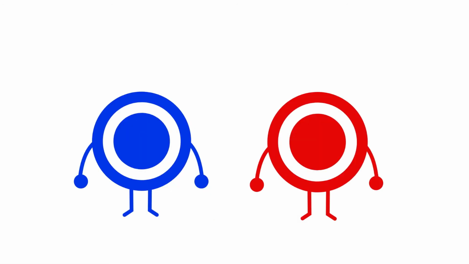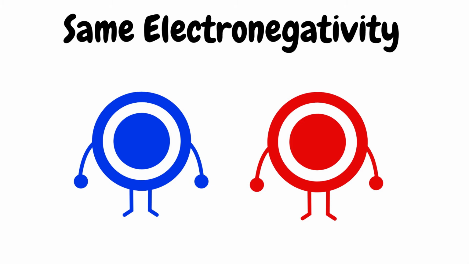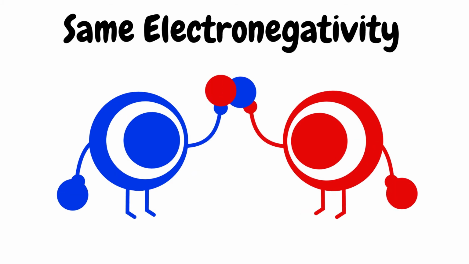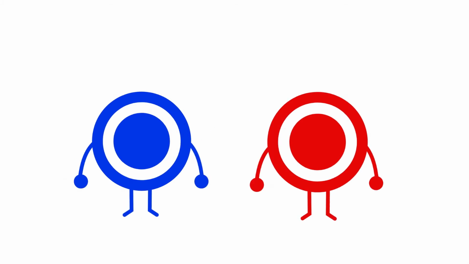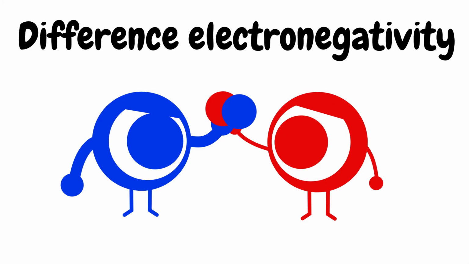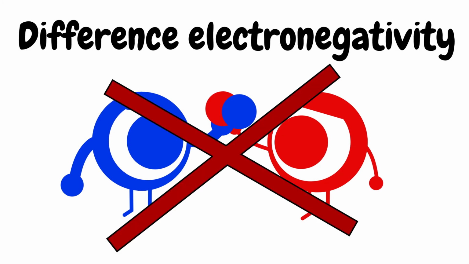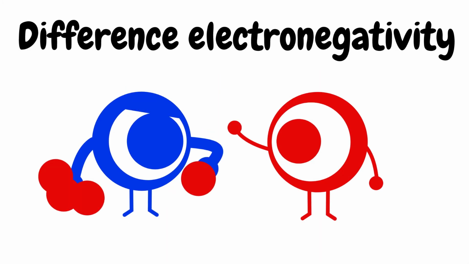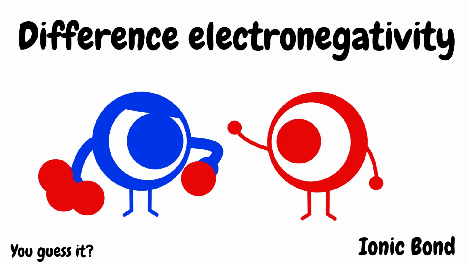If an atom has the same electronegativity as the other atom, these atoms will share electrons together. Sounds familiar? It's a covalent bond. If an atom has more electronegativity than the other atom, these atoms will not share electrons together. Instead, one atom will take away electrons from another atom. You guessed it, it's an ionic bond.